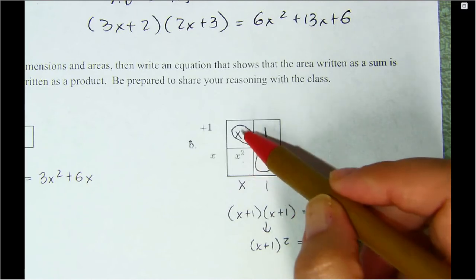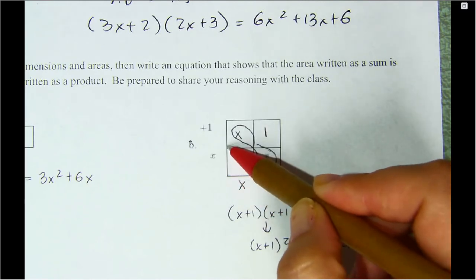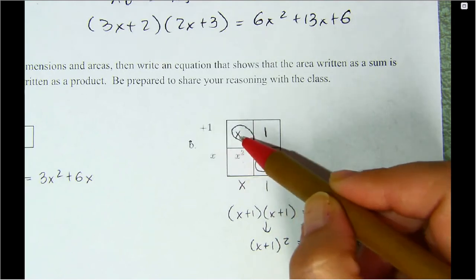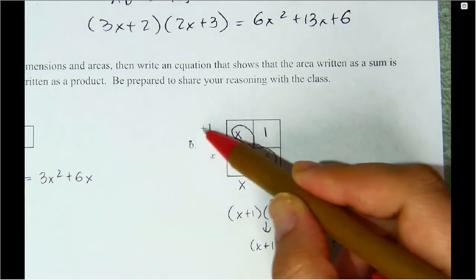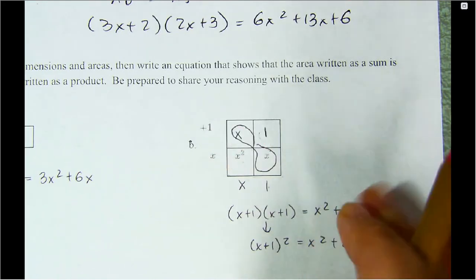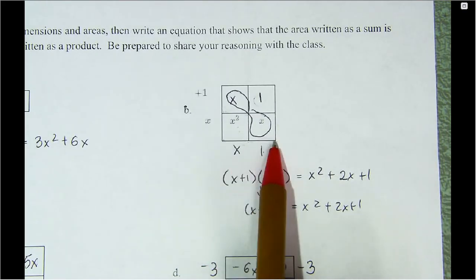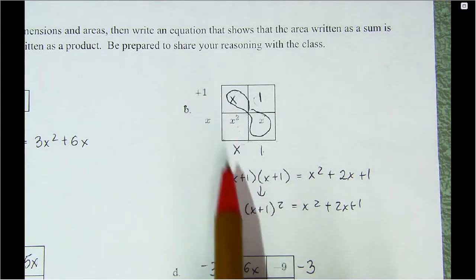Now, I didn't know what was the area here, but since I found this side of my rectangle, x, and the other side is 1, 1 times x is x. And then the other area is 1 times 1, and that's the area over here. Okay, area as a product. Product means the length. X plus 1, and then x plus 1.